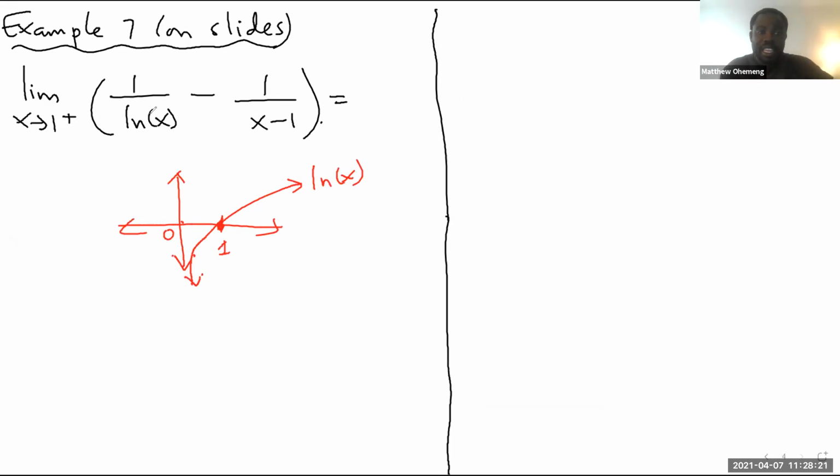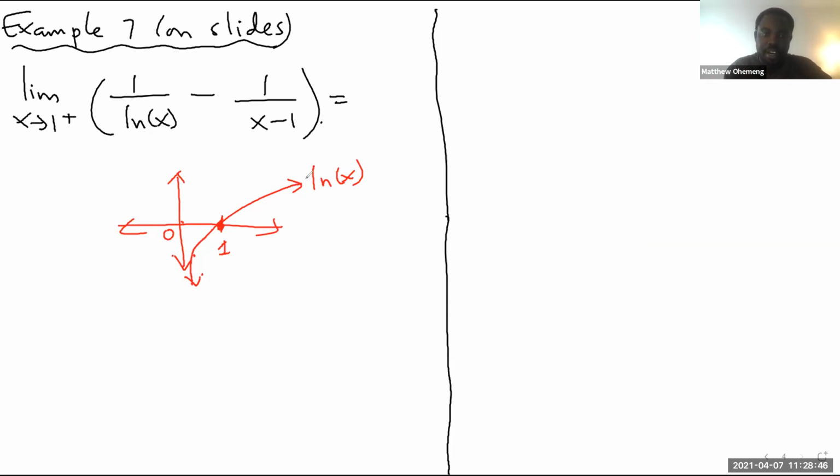Now, when you plug the 1 in, you get 1 over ln of 1, but ln of 1 is 0, so that one is 1 over 0. Now, 1 over 0 is a non-zero number over 0, so that means your answer for the one-sided limit is going to be either plus infinity or negative infinity. You see? So the question is, which side of 0 is the denominator approaching from? Is it something like 0.00001 or a negative 0.00001?